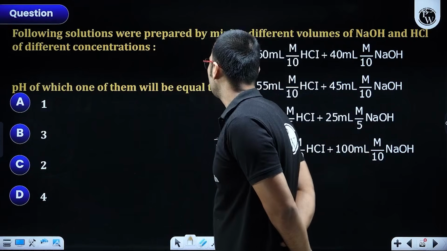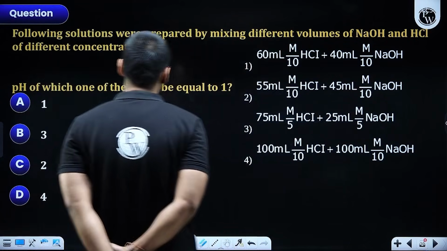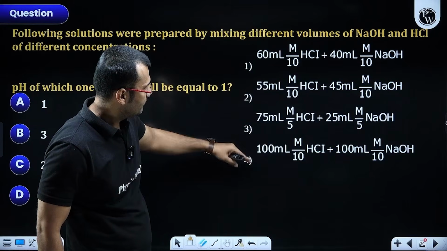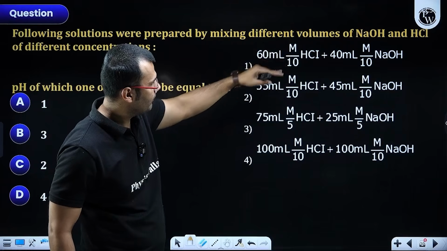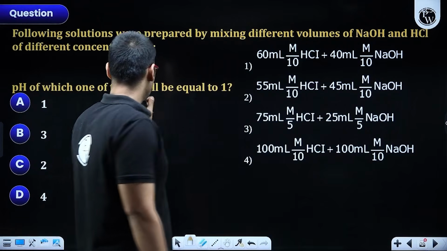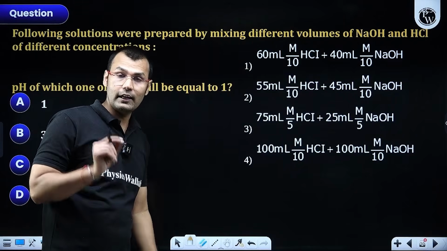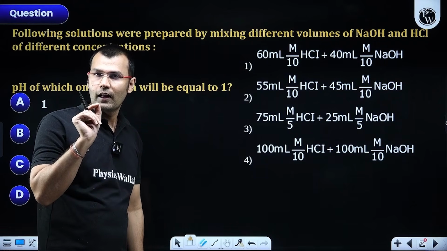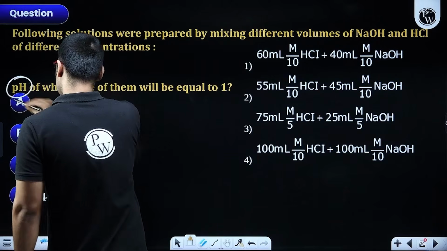Following solutions were prepared by mixing different volumes of NaOH and HCl of different concentration. Okay, so 4 cases are given where strong acid HCl is mixed with a strong base NaOH, correct? Now, pH of which one of the following will be equal to 1? So out of these 4 cases, we have to check in which case the pH will be 1. See, here, first thing we need to notice is pH is 1.